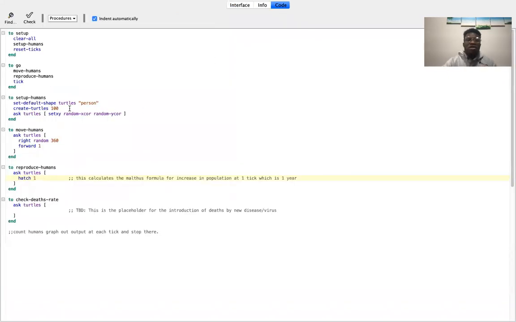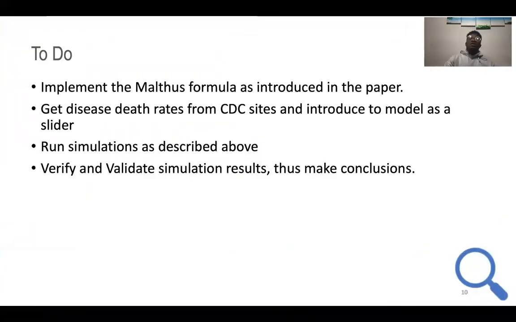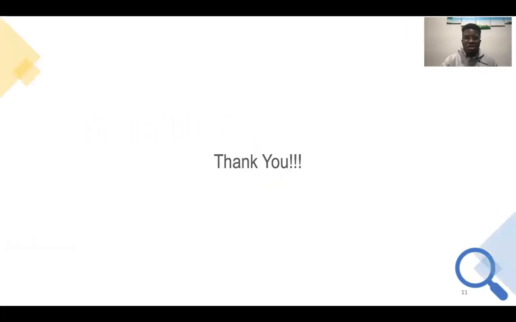Okay. So in the code we still have reproduce humans. We're yet to put in the Malthus formula, which increases as listed in the paper. And then we have the check death rate, which is also the placeholder for the introduction of disease death rate. What else is there to do? As you've seen, we need to implement the Malthus formula, and then we need to also get the disease rate from CDC sites, and that's what we'll introduce. Run simulations as described above, the real simulations, and then verify and validate the results.